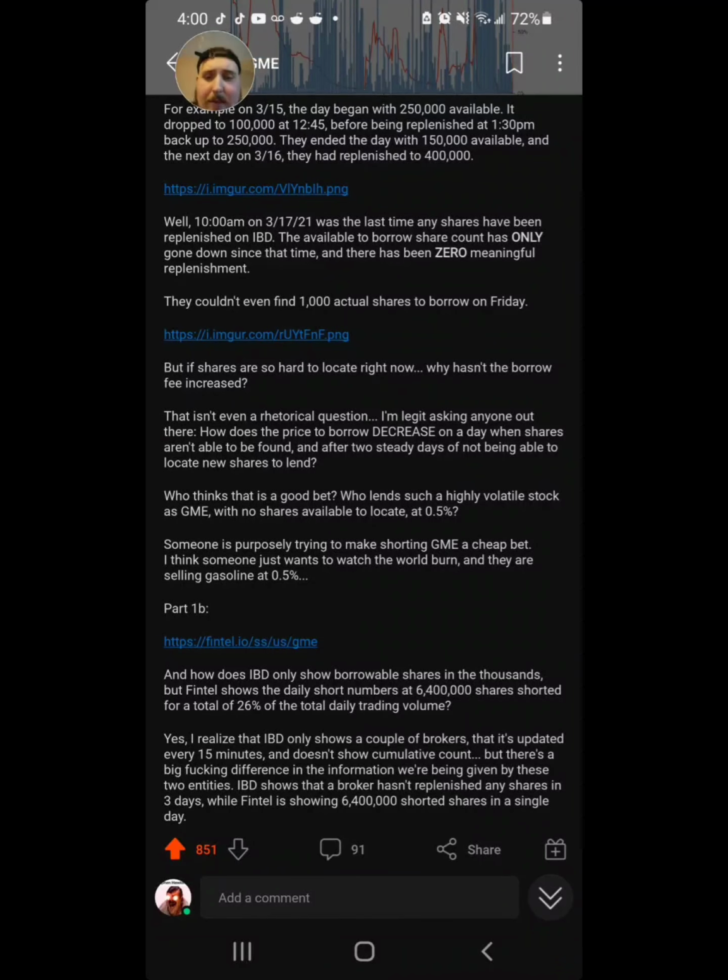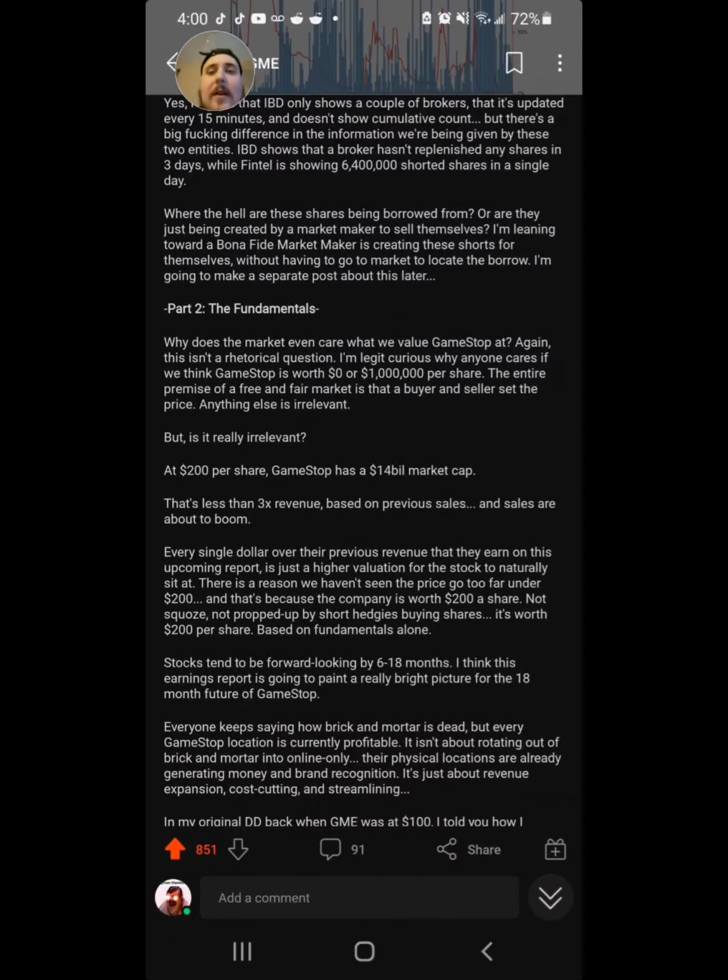Other apes have too. Yes, I realize that iBorrowDesk only shows a couple of brokers that is updated every 15 minutes, but that doesn't show cumulative count. But there is a big effing difference in the information we're being given by these two entities. IBD shows that a broker hasn't replenished any shares in 3 days, while Fintel is showing 6.4 million shorted shares in a single day. Where the hell are these shares being borrowed from, or are they just being created by market makers themselves?